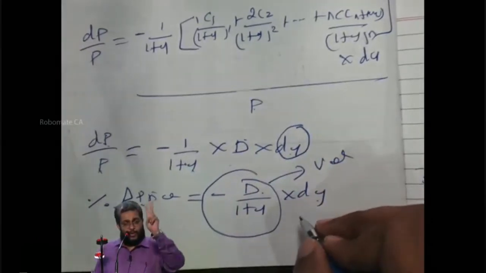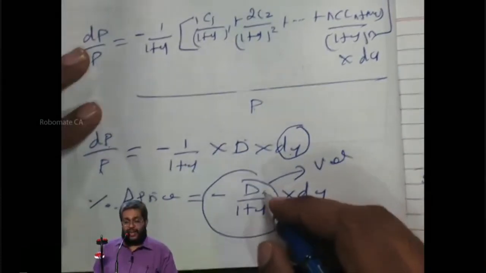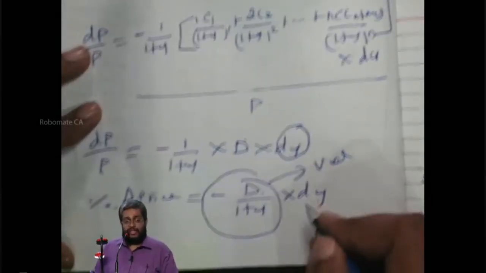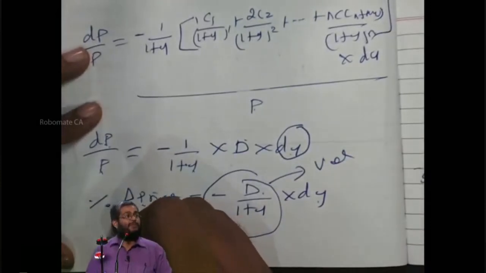Suppose yield changes by 2%. The volatility is 3 times. So 3 into 2% is what? 6% will be the change in bond price. Are you following or not?